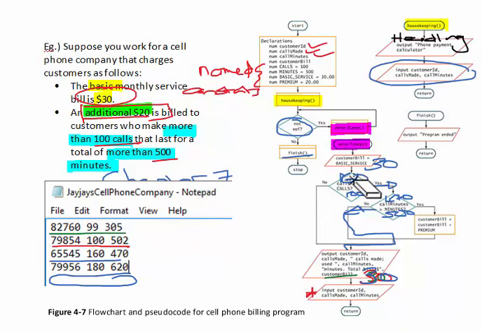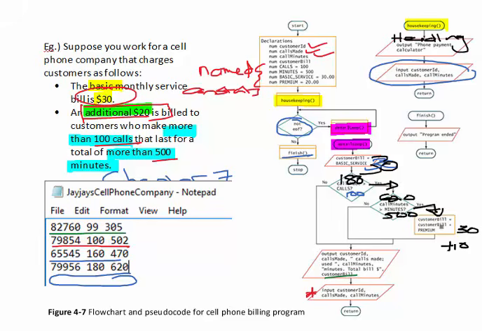30 is going to remain 30, and calls made greater than 100. Is 180 greater than 100? Yes, it is. And we ask the next question now, is 620 greater than 500? Yes, it is. Now we're going to go $30 plus $10 is going to be stored into customer bill. So customer bill is now going to be $40, and therefore we're going to output $40.